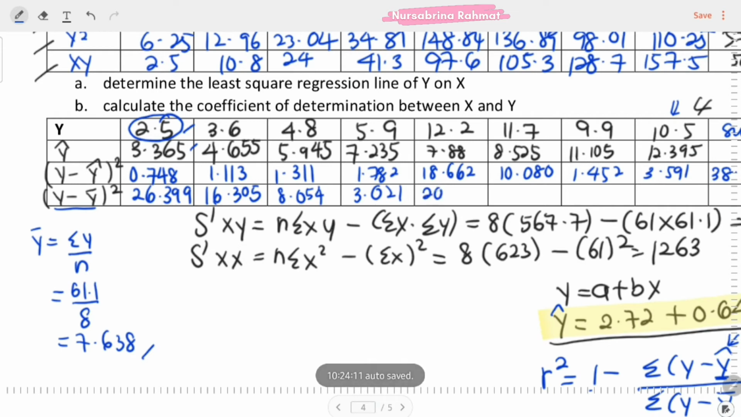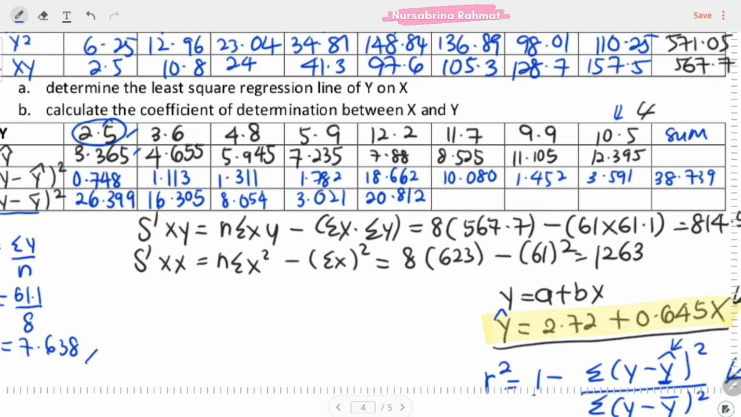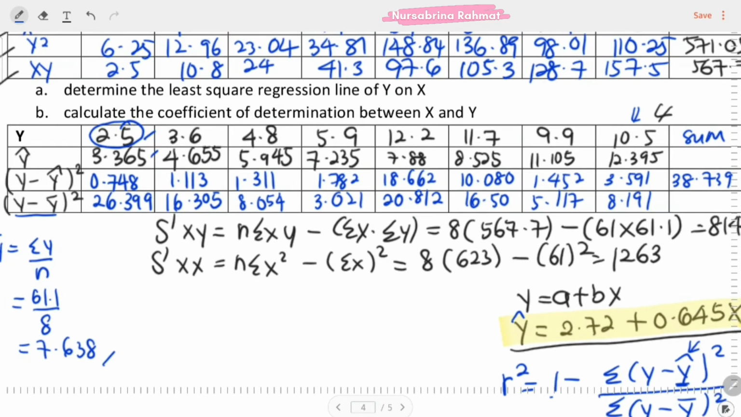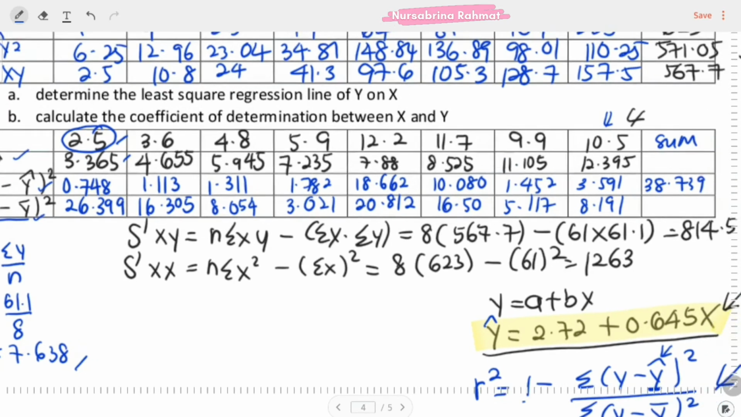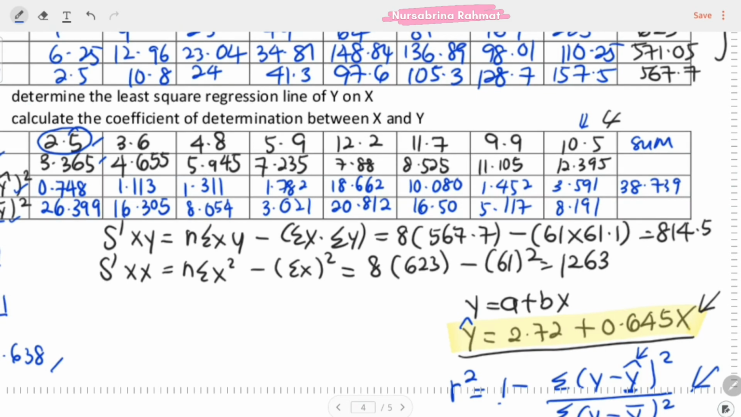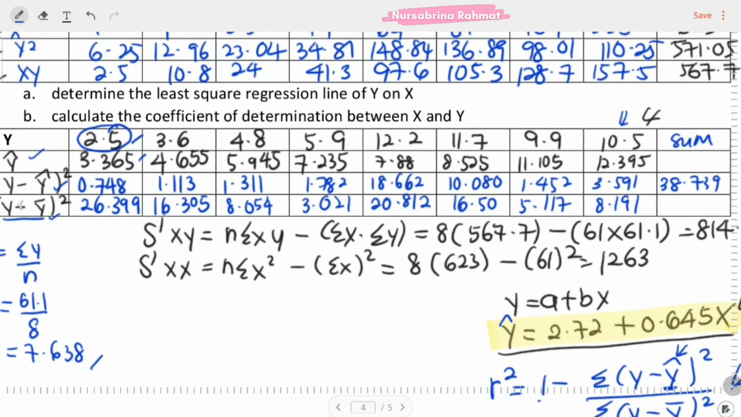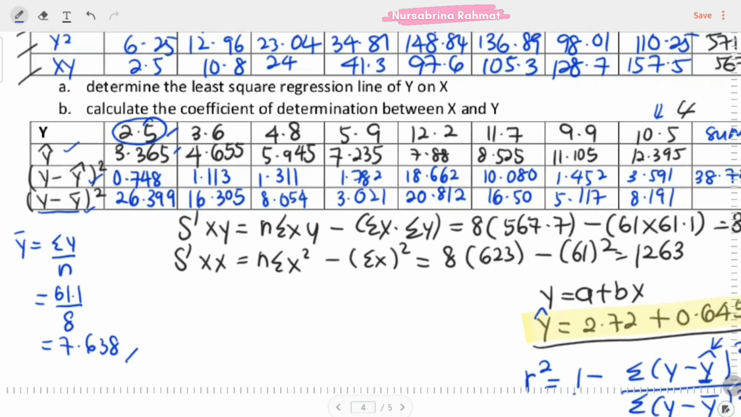Okay, so 20.812. Please continue to do this until the last y value. After you fill up the table completely with y and y regression, y minus y regression square and y minus mean y square, next find out the sum of your y minus y regression square.